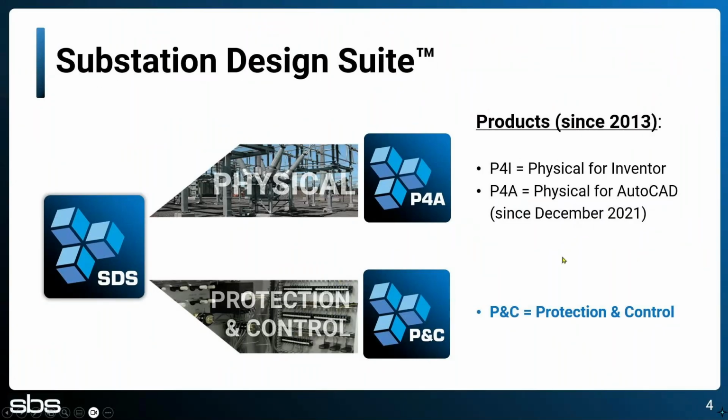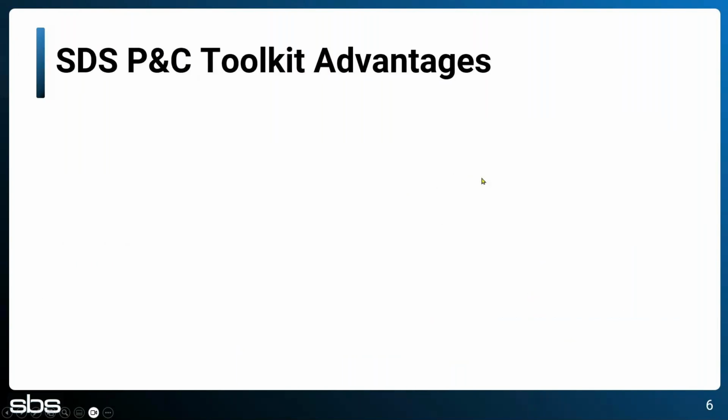Spatial Business Systems has a variety of products for the substation design industry. We have two products, Physical for Inventor and Physical for AutoCAD. We won't be talking about those today at all. Today we're going to be working with protection and control. P&C is a piece here.